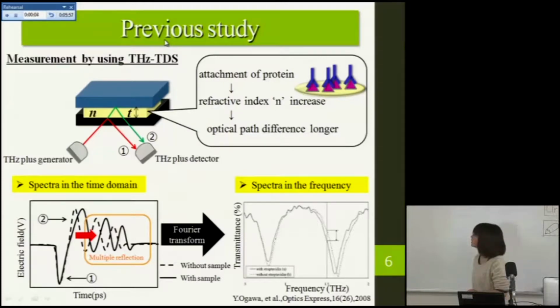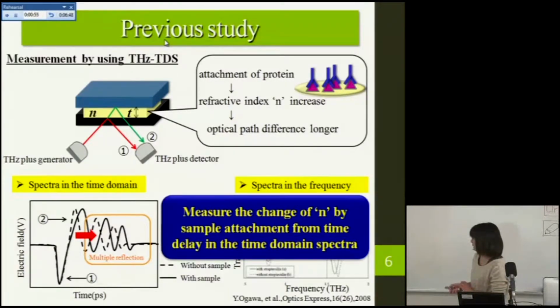In a previous study, the protein could be detected by using Terahertz TDS. In this device, we can get the time domain spectra such as this. And by conducting Fourier transform, we can get the interference pattern in the frequency spectra. In previous study, they analyzed this frequency spectra, but in my research, I focus on this time domain spectra and analyze this. By analyzing this spectra, I measure the sample attached to the membrane.